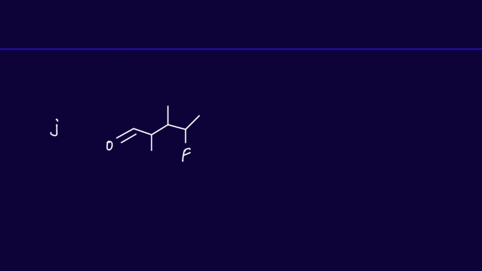This last one here, I have an aldehyde functional group, and I have multiple side chains here. So I have a methyl here and a methyl here and a fluoro here. So when I'm numbering this out as 1, 2, 3, 4, and 5, I can say on the second position, I have a methyl. On the third position, I have another methyl. And then on the fourth position, I have a fluoro.